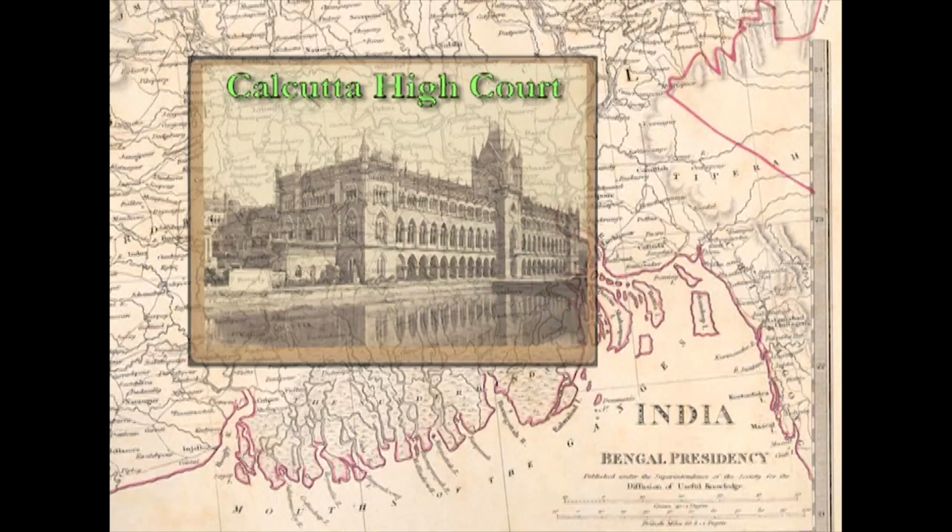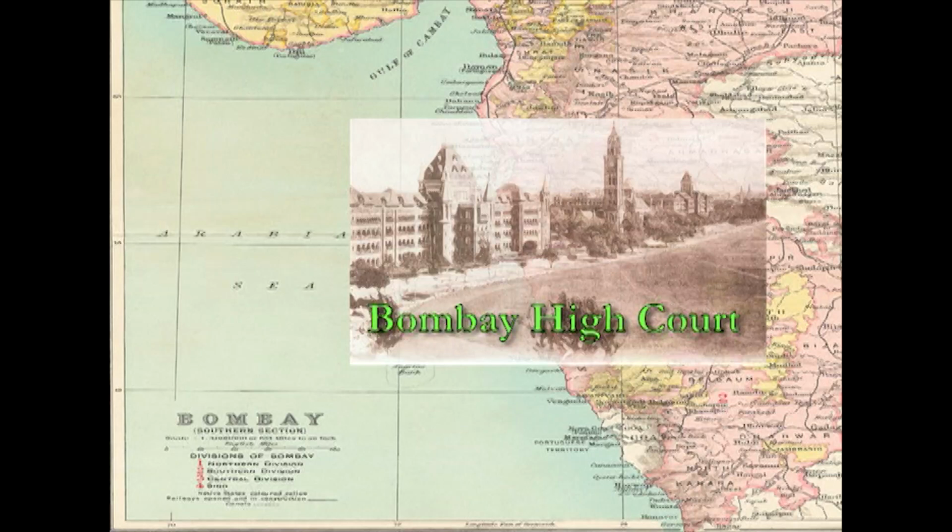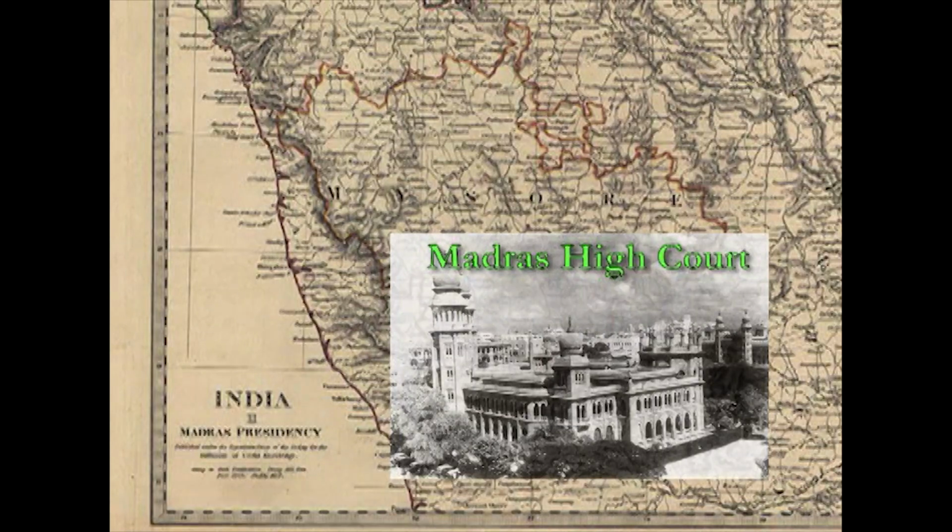in 3 presidency towns, that is Calcutta under the Bengal Presidency, Bombay under the Bombay Presidency, and Madras under the Madras Presidency. Subsequently, other high courts were established in different provinces. On these pre-existing foundations, our constitution builds the structure of the high courts in independent India.